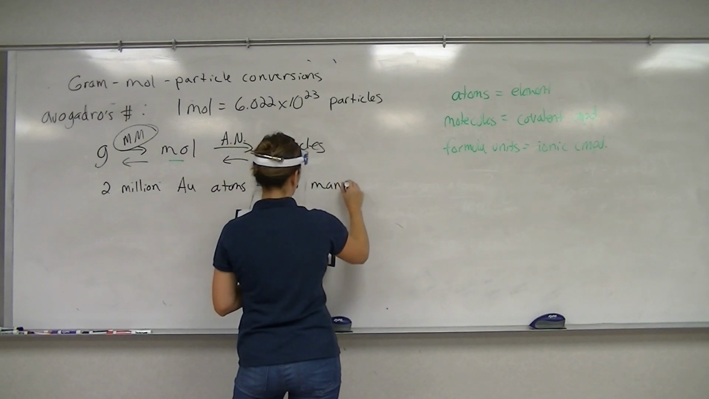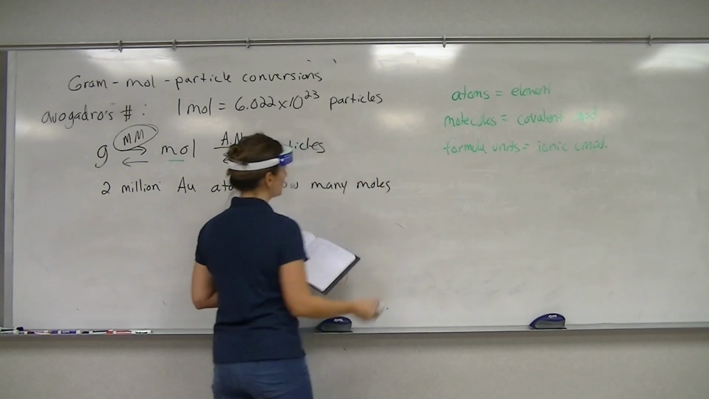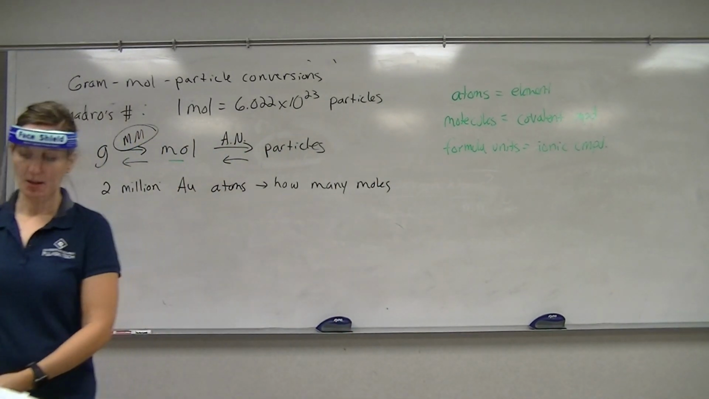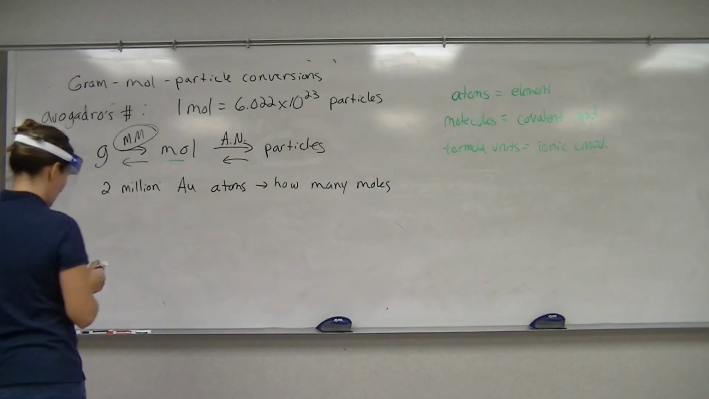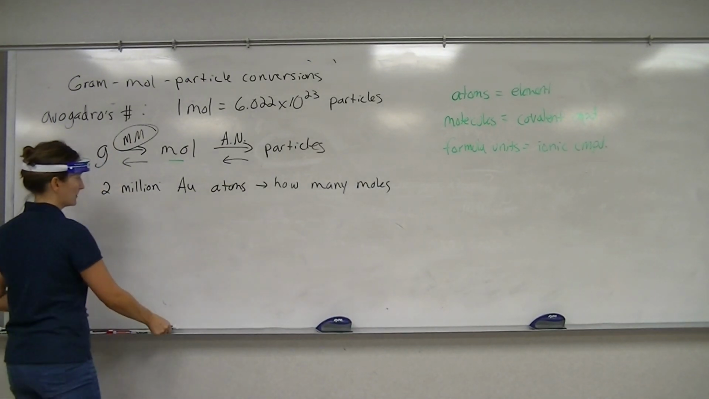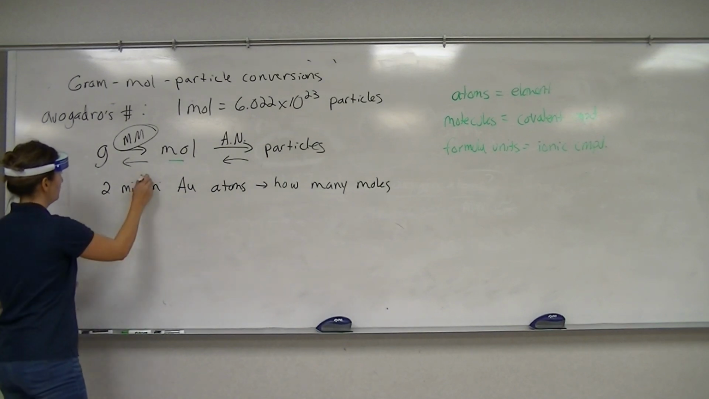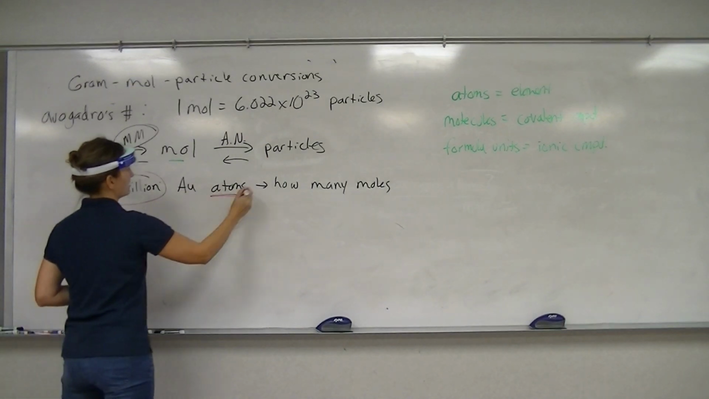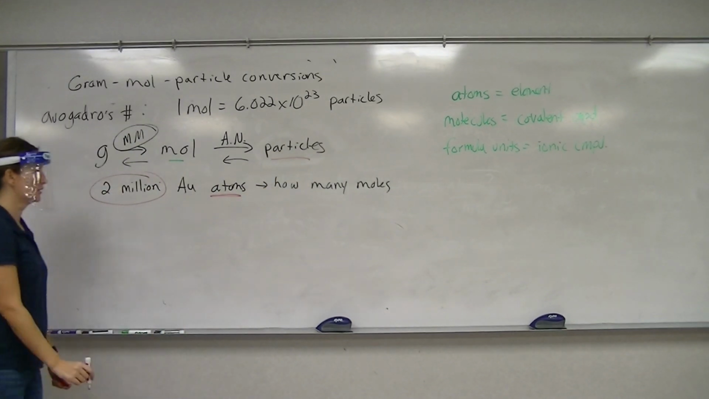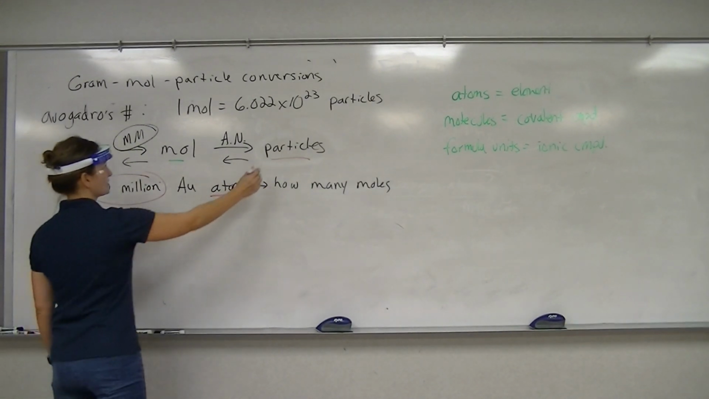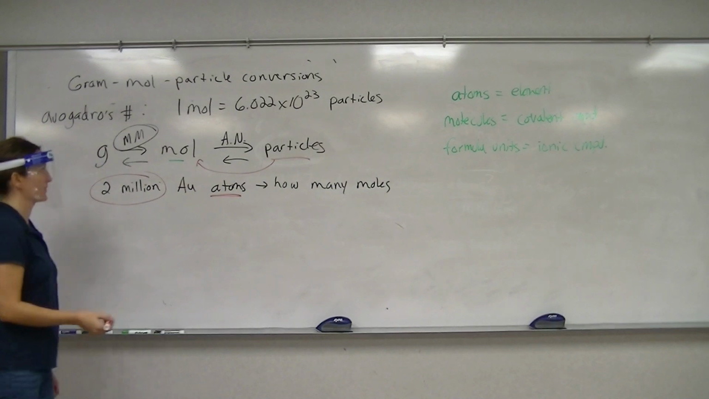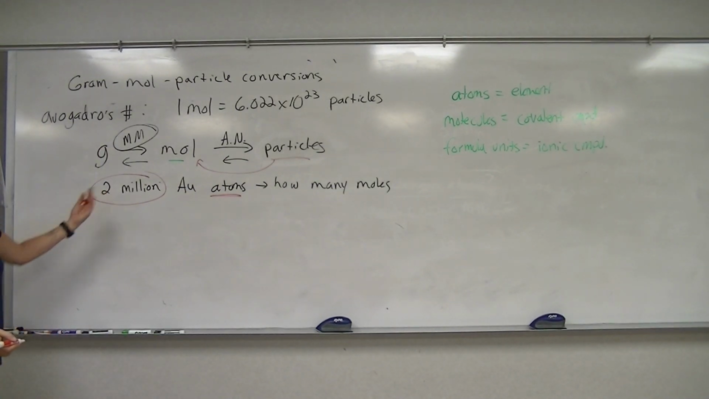How many moles. So this one looks difficult because of the big number, but it's really not. It's the same steps. So what are they giving you? They're giving you 2 million, and they're giving you atoms. So we're at particles. They're asking for how many moles. So it's just one step. The tricky part is that big number.